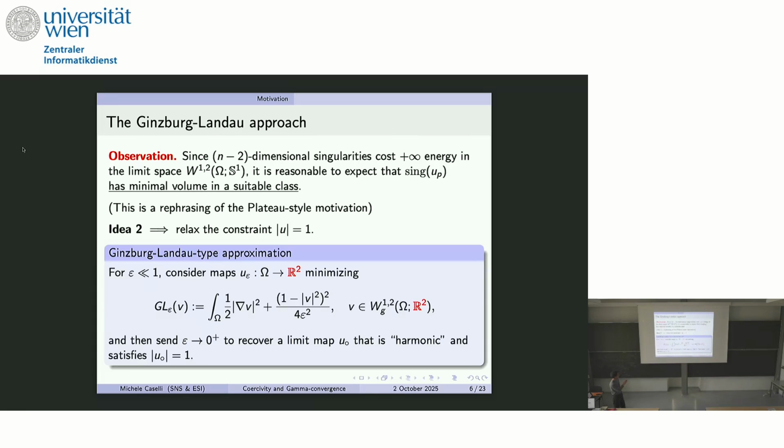And so the idea for the Ginzburg-Landau approximation is: take this functional, minimize among all W12 maps with values in R2, right? Take a minimizer and then send epsilon to 0 to recover a map that is sort of harmonic and satisfies that the modulus is 1.